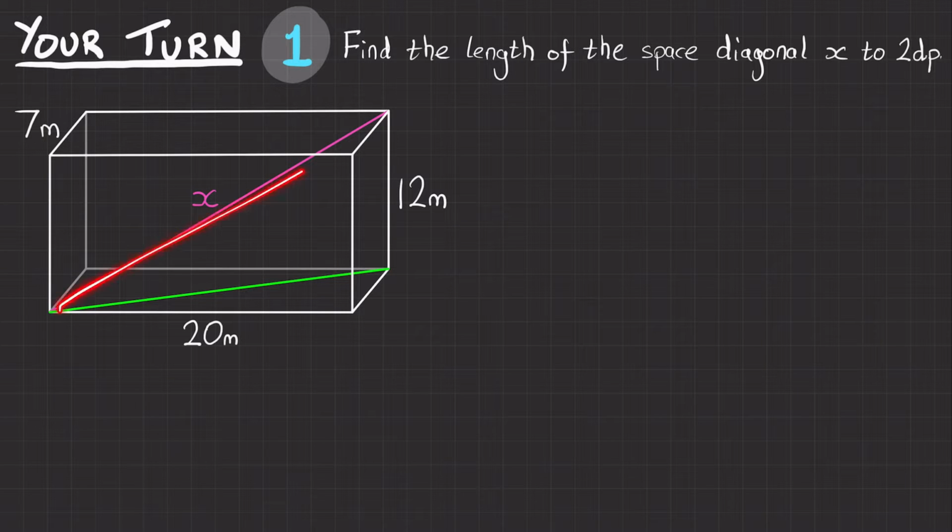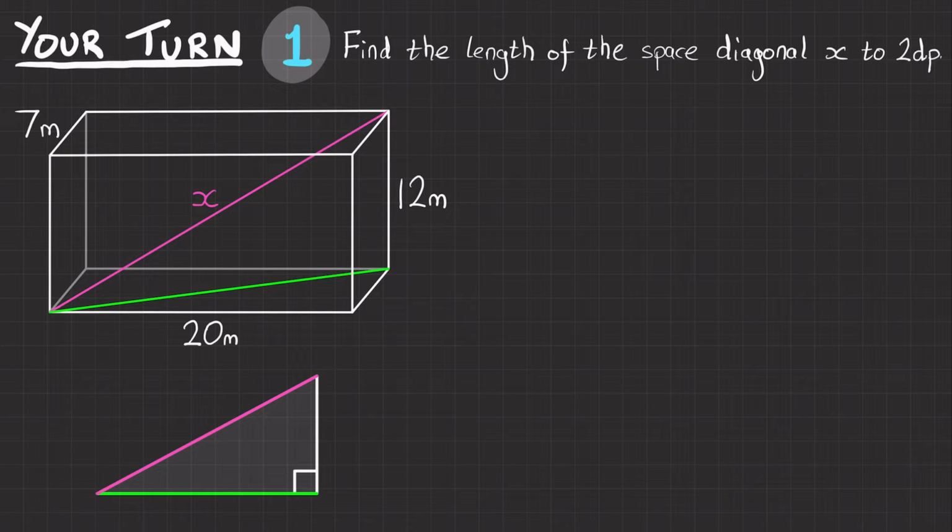So we're looking for this x value here. We want to find it using this right angle triangle. So we'll draw that out, and we know the length of this side here, this white side, which is 12 meters. However, we need to find the green side in order to be able to find the pink side. So we'll draw out this right angle triangle.